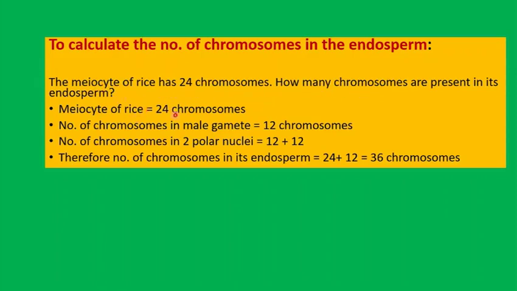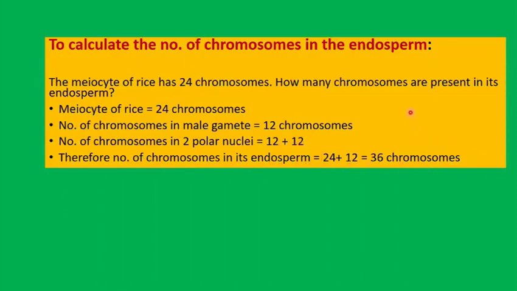So you know the meiocyte of rice is given, that is 24 chromosomes. Therefore the number of chromosomes in the male gamete will be haploid because it is formed by meiotic or reduction division. So it will have 12 chromosomes. Now the number of chromosomes in the two polar nuclei will be 12 plus 12, which is equal to 24. Therefore the number of chromosomes in its endosperm is 24 plus 12, that is 36 chromosomes.